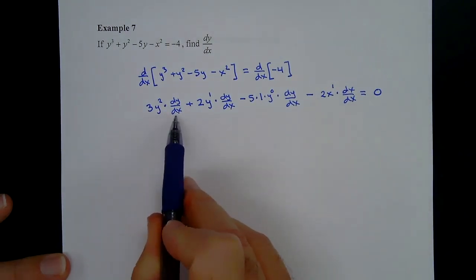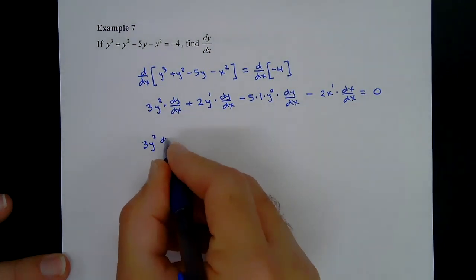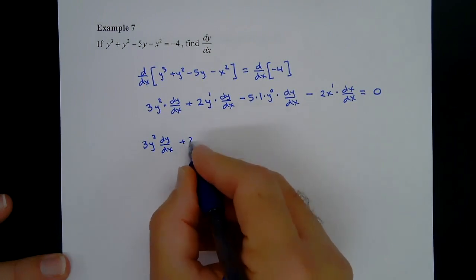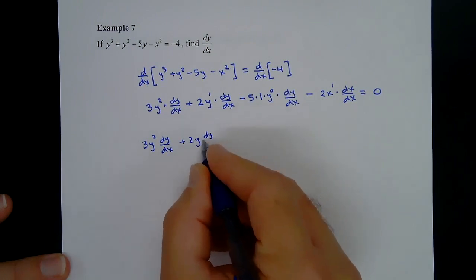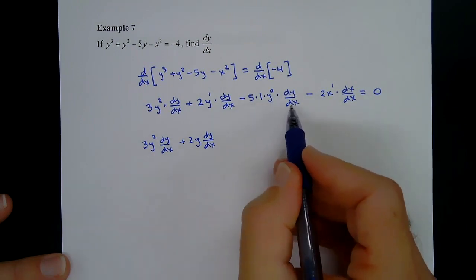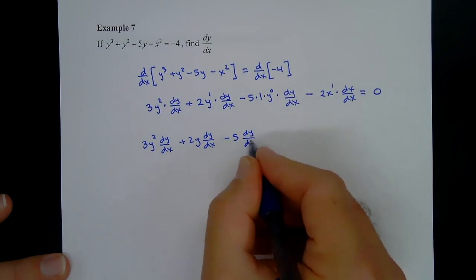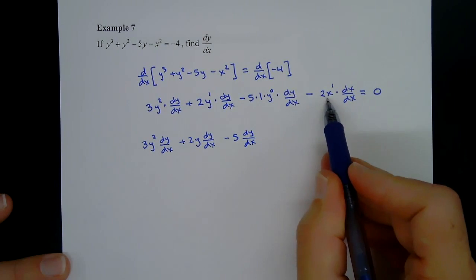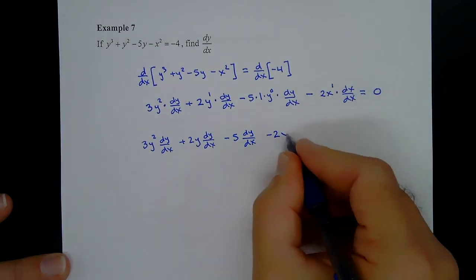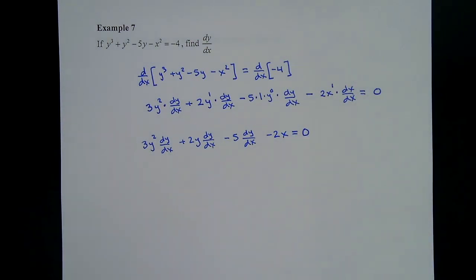Okay, so I'm going to clean this up a little bit. So this is 3y squared dy over dx, plus 2y dy over dx, and this would be minus 5 times 1 times 1 dy, so minus 5 dy over dx. And then this would be minus 2x, and this is just 1, so it's just minus 2x equals 0.